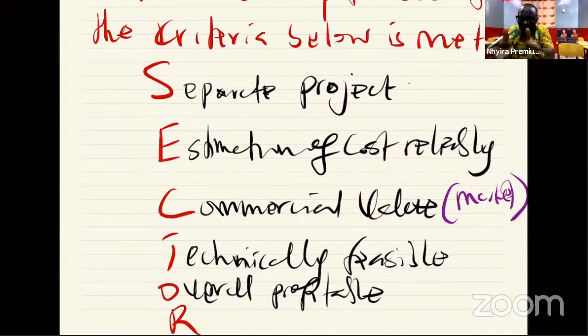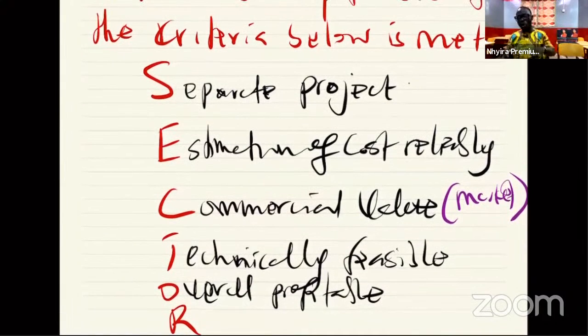So number one, it should be a separately identified project, meaning that it could be sold separately, rented separately, and purchased separately. 2, the development cost should be reliably estimated. 3, there has to be a commercial value. There should be a ready market. The organization should be able to determine that we can sell this product because there is a demand for it. Then 4, it should be technically feasible. It simply means that the organization should be able to produce the product in question.